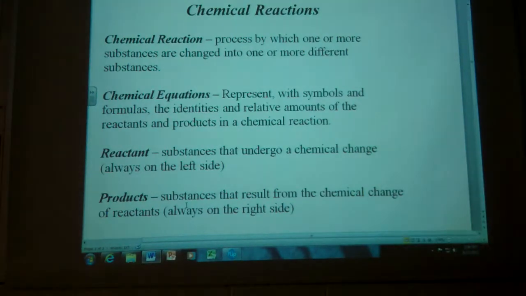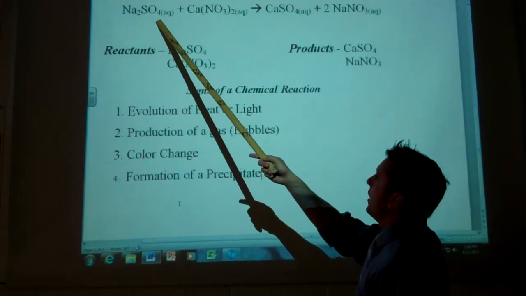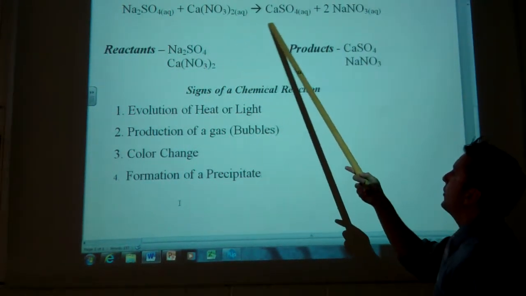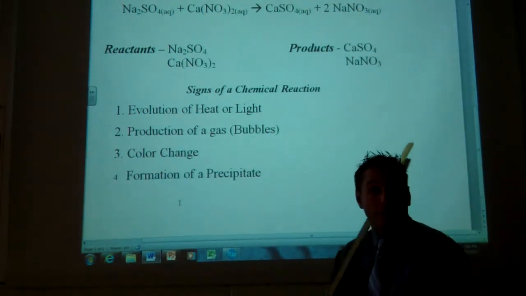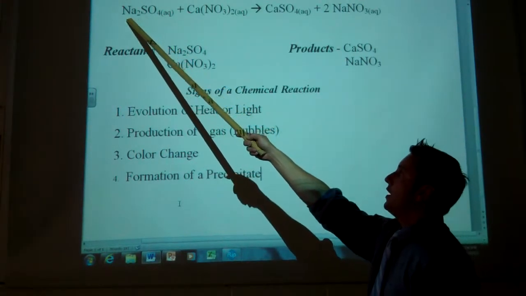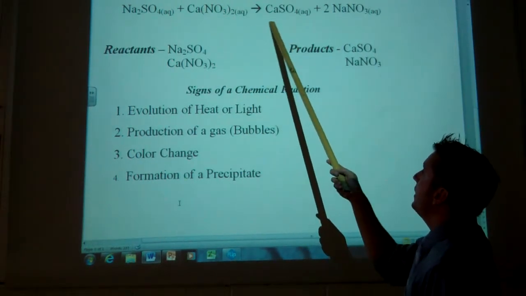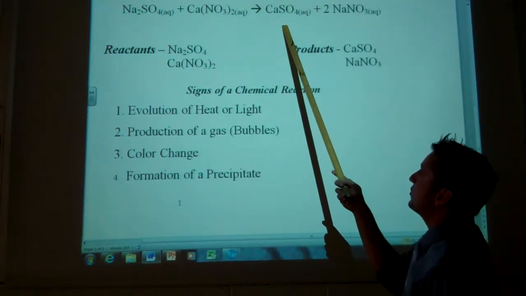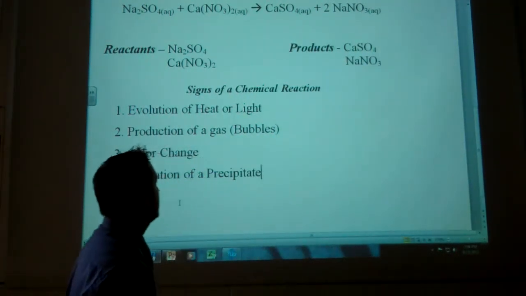So if I look at a generic equation like this one up here, we have Na2SO4 plus CaNO3 making CaSO4 plus 2NaNO3. Coming off a chapter where we learned how to name things, hopefully you could say that Na2SO4 is sodium sulfate, CaNO3 is calcium nitrate, CaSO4 is calcium sulfate, and NaNO3 is sodium nitrate.